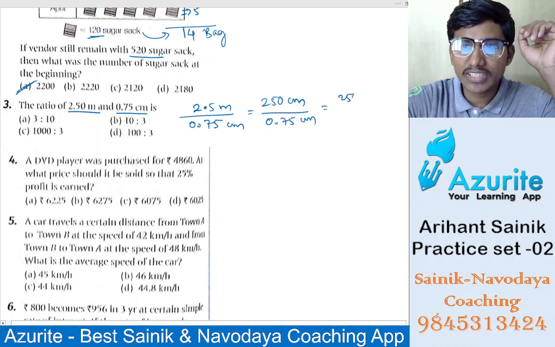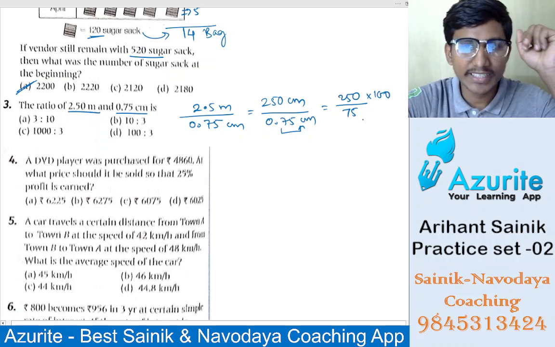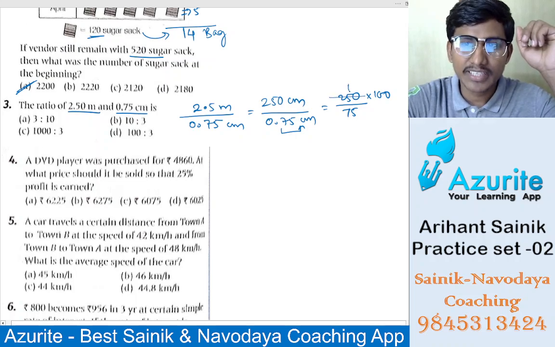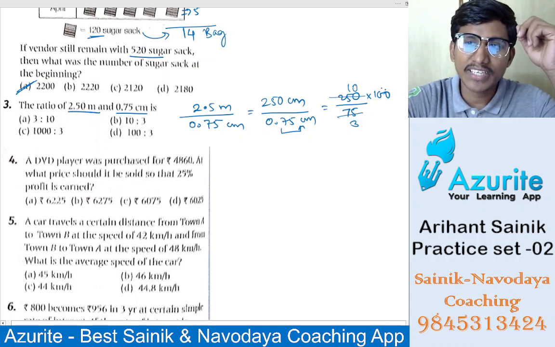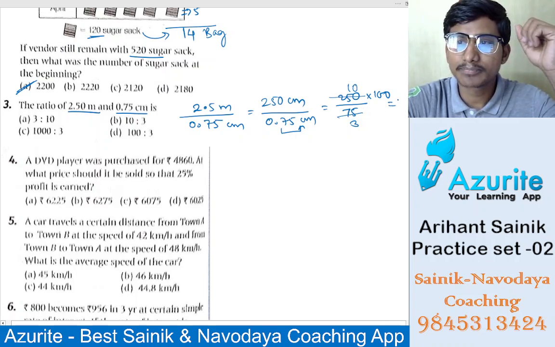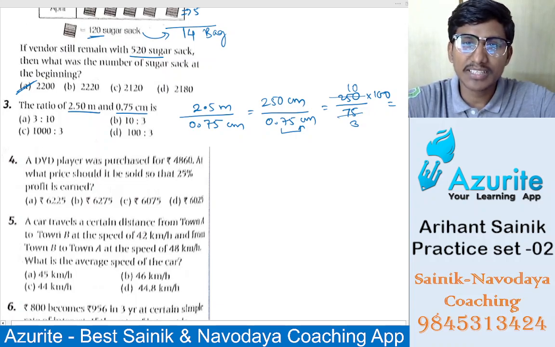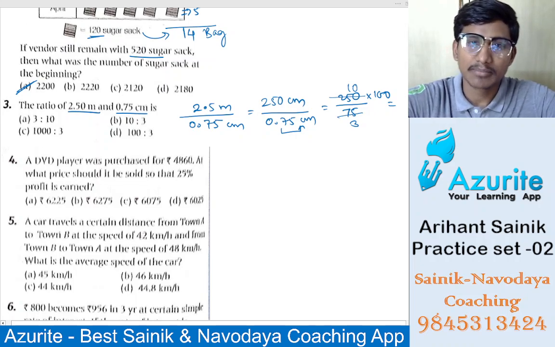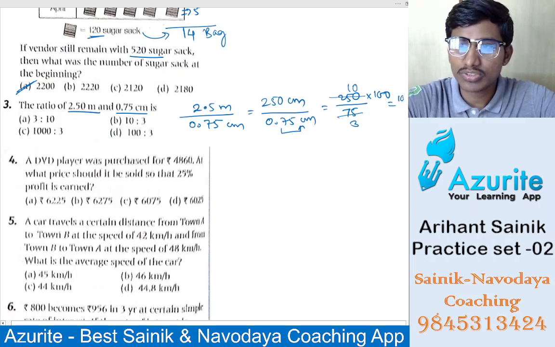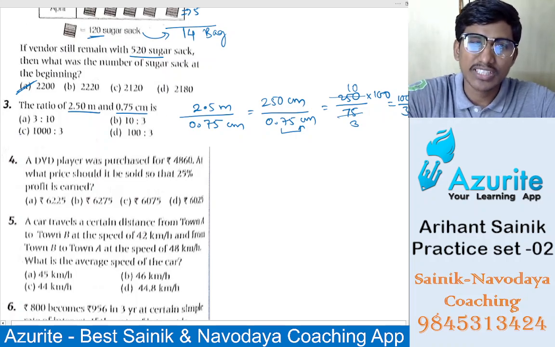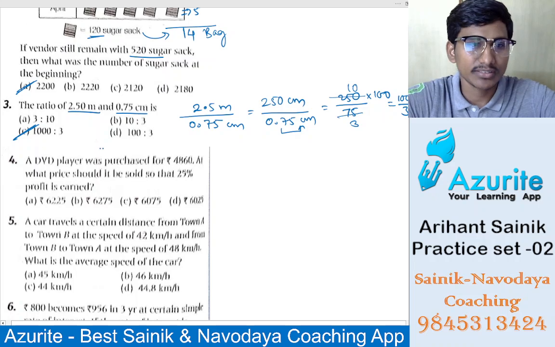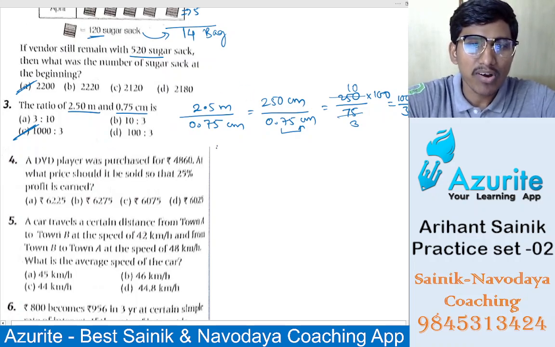Here 250 divided by 75. With 2 decimal places shifted, you have to multiply the numerator by 100 as well. So 25 tens are 250, 25 threes are 75, so 100 into 10 is 1000. So 1000 divided by 3 will be the answer, that is 1000 is to 3. The answer is option C here. Okay, got it?